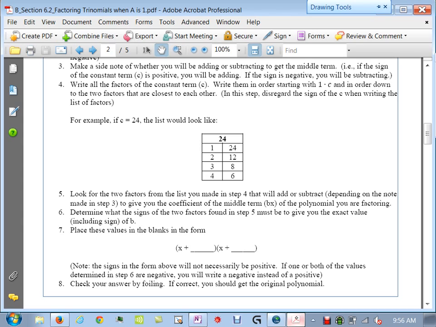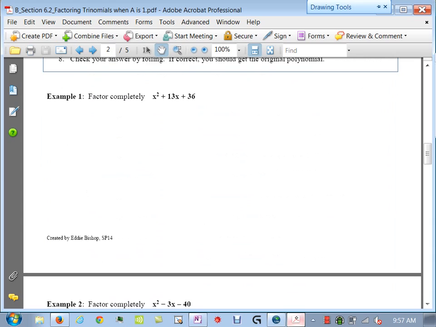Once we've done that, determine what the signs of the two factors found in step 5 must be to give you the exact value. We'll just have to work through an example for you to see what I'm talking about. Then all you do is place whatever numbers you got right here, and we're done. So in our problem, we had 3 and 5, we put them here, and then we check it. Okay, that's the idea. I can give you the steps all day long, but until we do them, you won't see how this works out. So let's try and do this one.